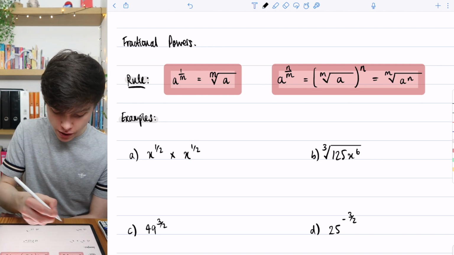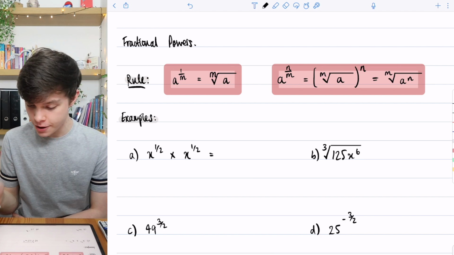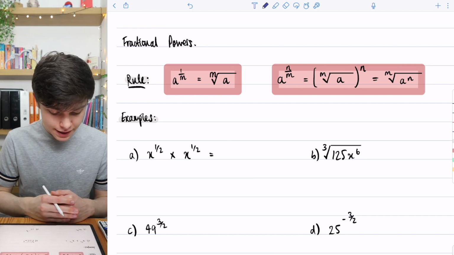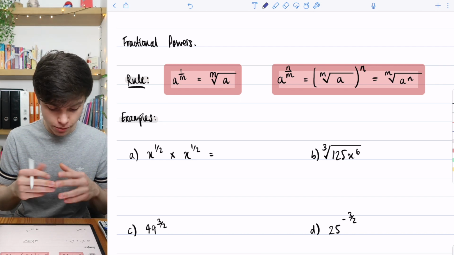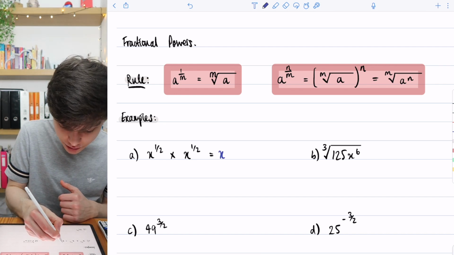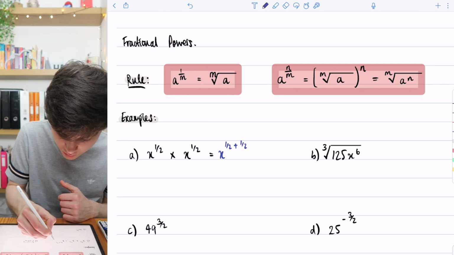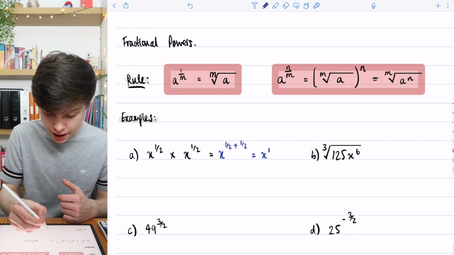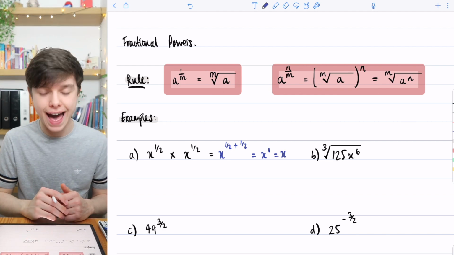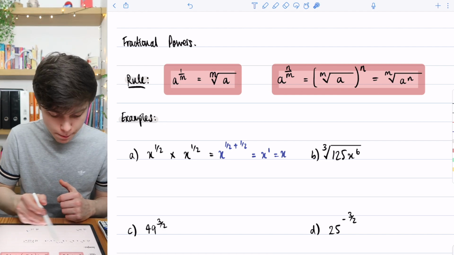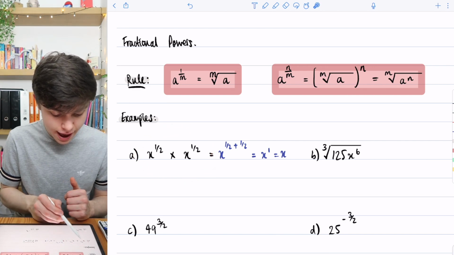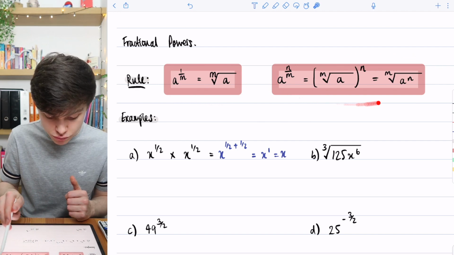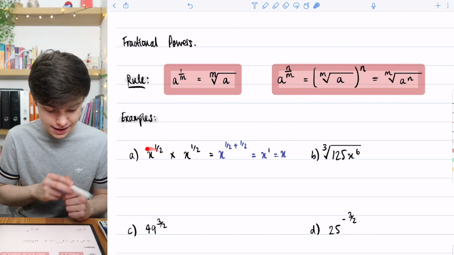But what we can do, if you have seen my index law video, is simplify and merge everything together into one term. To do that, we just add the powers. That gives us x to the 1, because a half plus a half is 1, and x to the 1 is just x. So not really much involved with fractional powers there, apart from the powers being fractions. We can't use any of these rules because we don't know what x is.